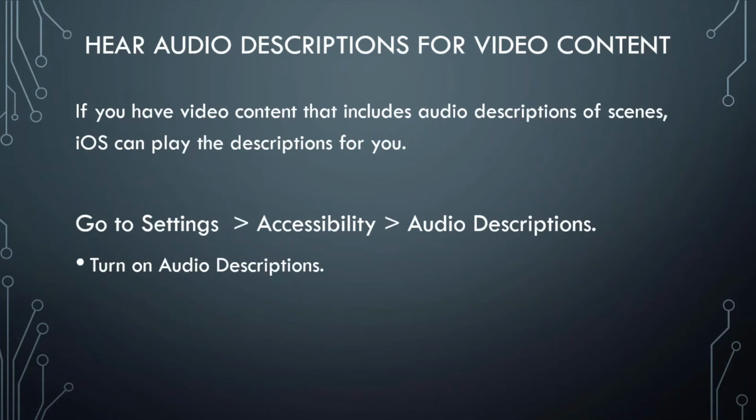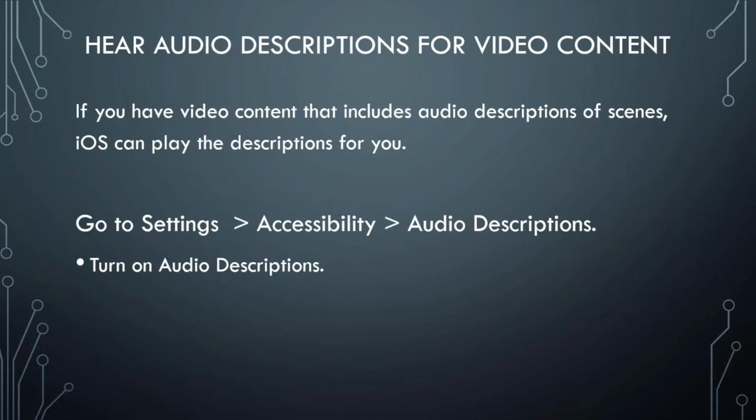So another nice option is you can turn on audio descriptions, and that would be for any video content you have on your device that does include an audio description. To turn that on, you would go to Settings, Accessibility, Audio Descriptions, and you'd simply turn on audio descriptions.